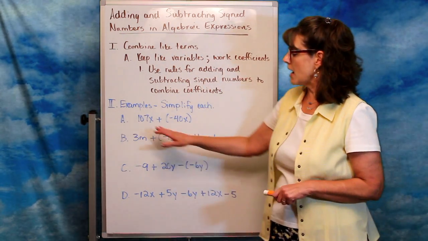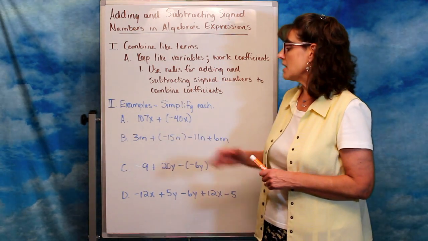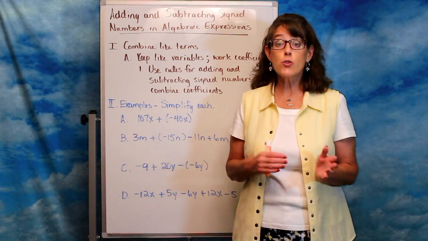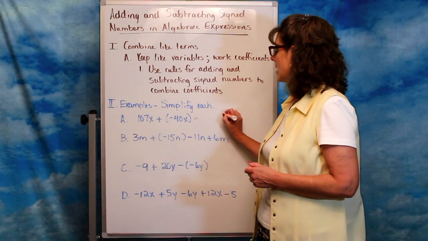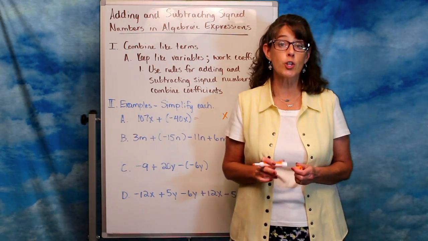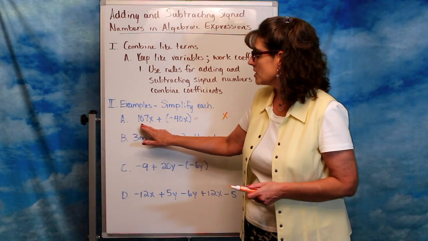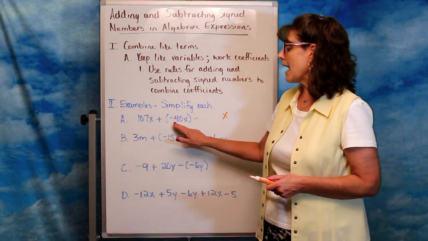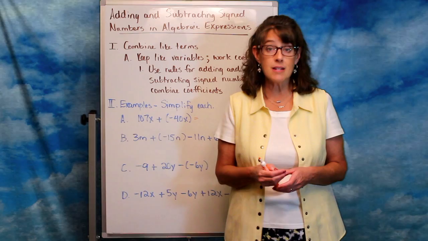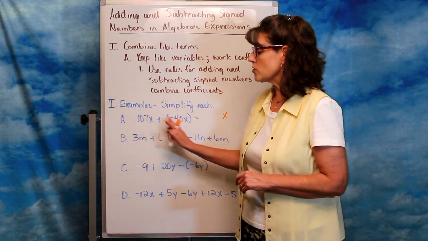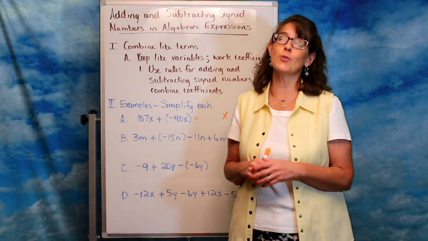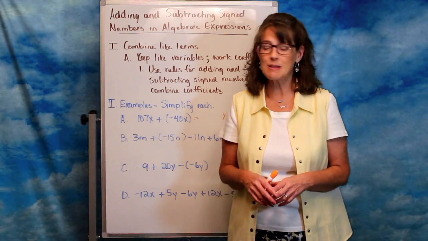First example says I have 107x plus negative 40x. So those are like terms because they both have an x. So what we're going to do is keep that x, that's what's making them alike, and we're going to work the coefficients. So we're going to take that 107 and add a negative 40. Well, adding signed numbers, these signs are different. So we're going to not ignore the digits, we're going to ignore the signs.